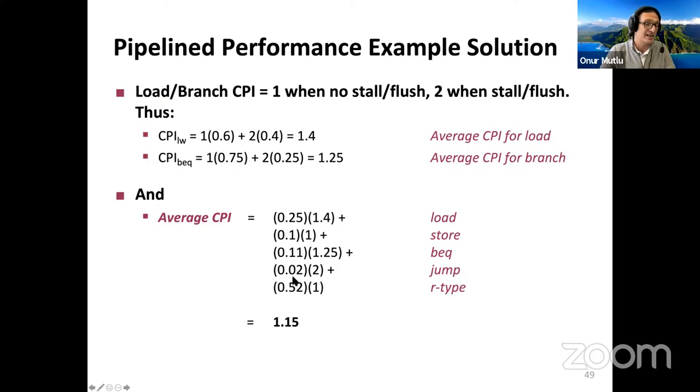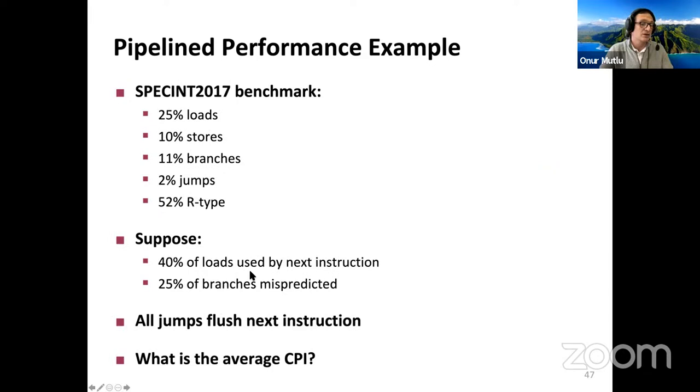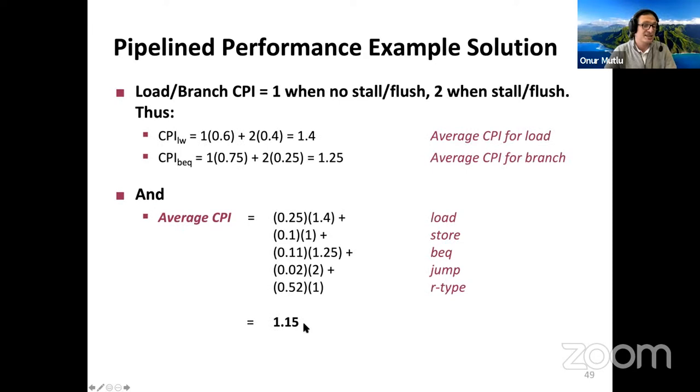So we get 1.15. There's a question, where do we get the 75%, 60% values? That's what I assumed over here. 40% of the loads are used by the next instruction, 25% of the branches are mispredicted. If you subtract that from 100%, you get 60% and 75% over here. So basically our average CPI is 1.15, which doesn't sound too bad, right? It's close enough to one in this case. But let's take a look at clock cycle time. And for this, I'm going to refer you to your book.